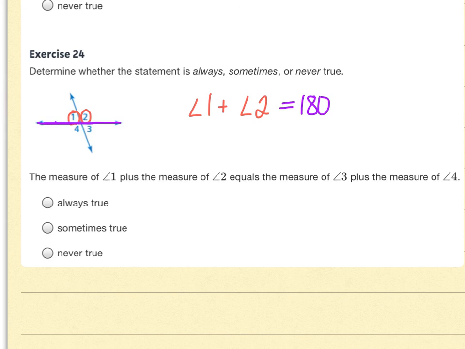And then angle 3 and angle 4, which I'm going to circle down here, angle 3 plus angle 4, they also form a straight angle. They form that same exact angle just on the bottom side. So they're also equal to 180 degrees. So when it says angle 1 plus angle 2 equals the measure of angle 3 plus angle 4, that would be always true.